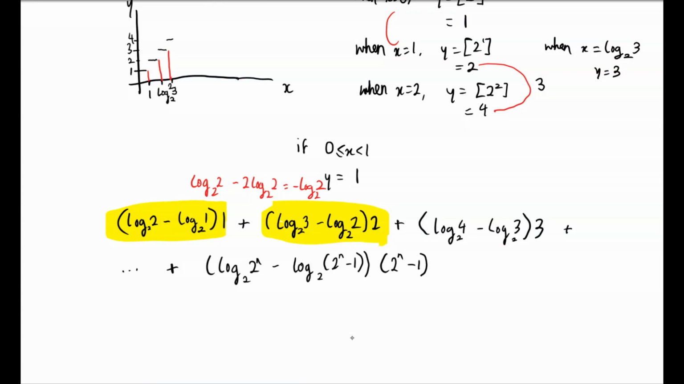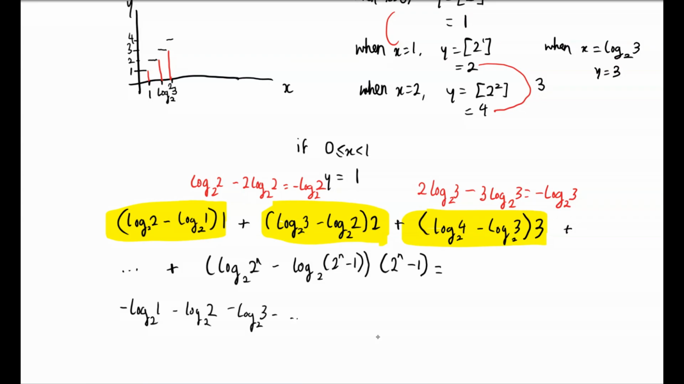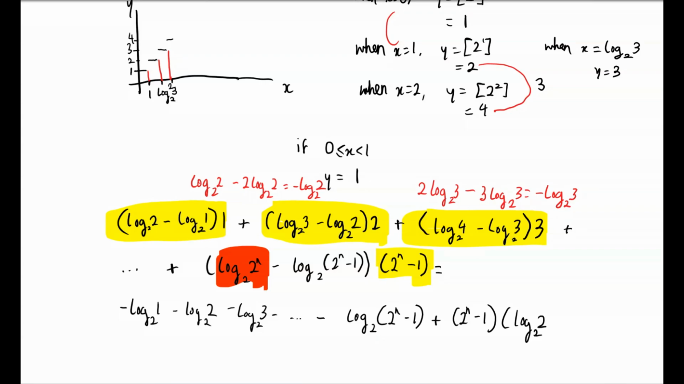Similarly, if we then expand this third term, we'll get 2 copies of log 3 minus 3 log 3, which is going to give us negative log 3. And in this manner, we can see that our sum is going to evaluate to negative log 1 minus log 2 minus log 3, all the way to minus log of 2 to the n minus 1. But one term is not going to cancel out, and that's going to be this term here. So when we multiply it with this bracket, we're going to be left with plus 2 to the n minus 1 times log of 2 to the n.